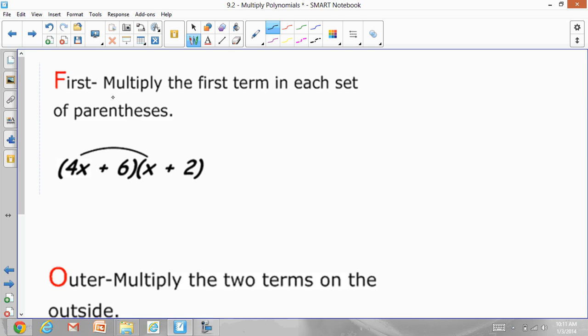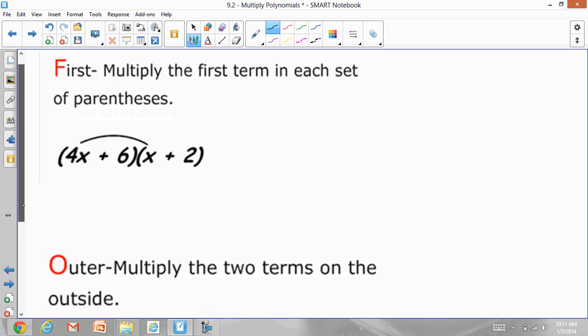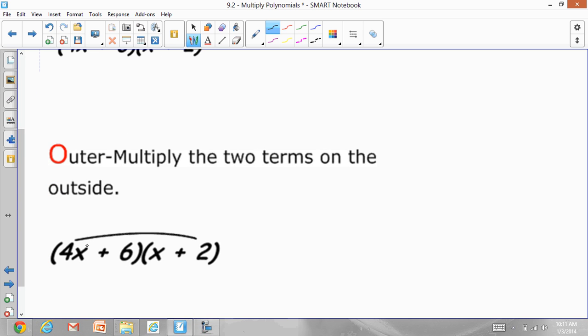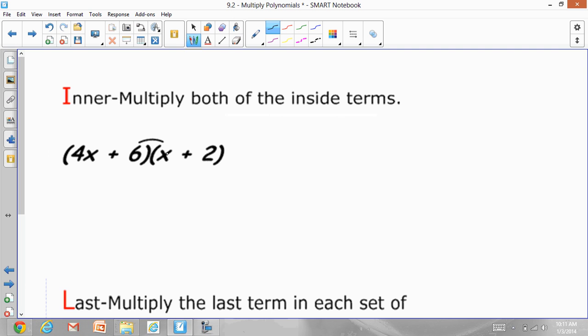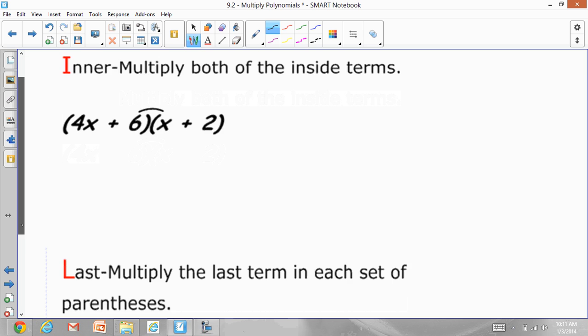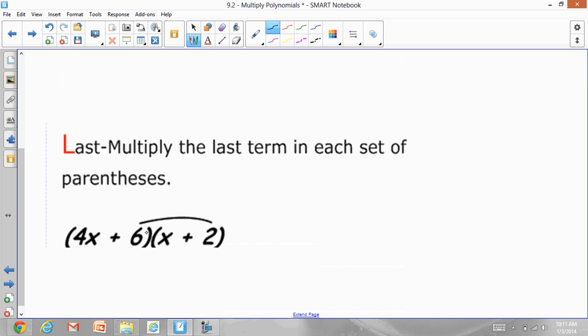So to use the FOIL method, copy these steps. First, you multiply the first two terms. Write all these notes down in your notebook. Outer, multiply the outer two terms. Inner, multiply the inner two terms. Copy this down. Last, multiply the last two terms. So FOIL: first, outer, inner, last.